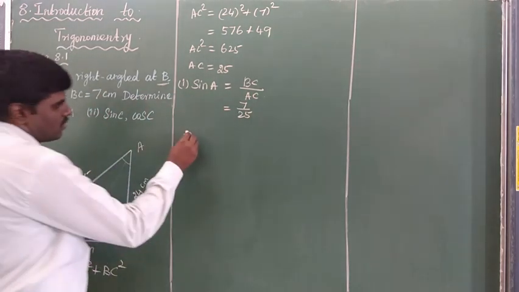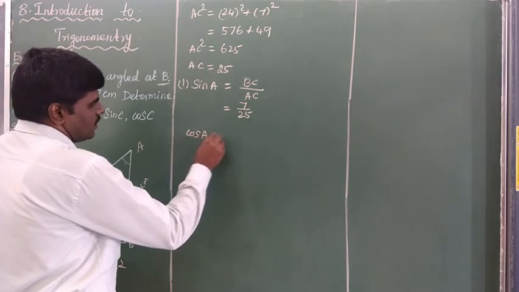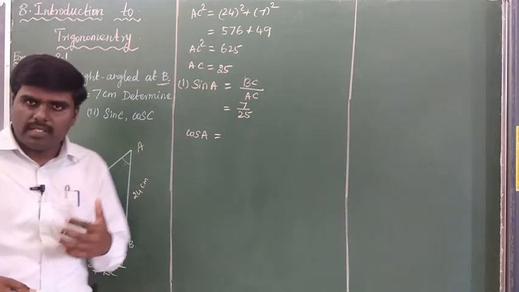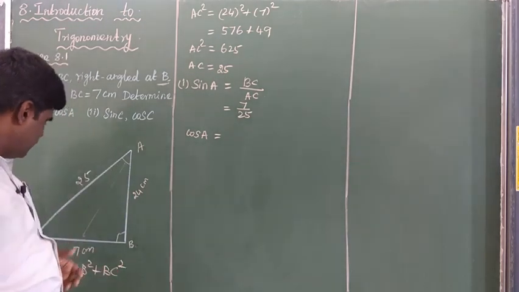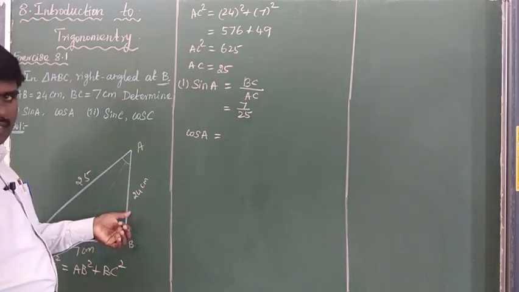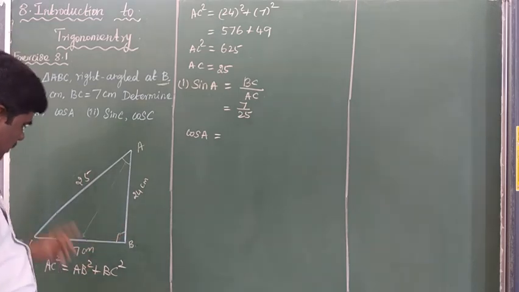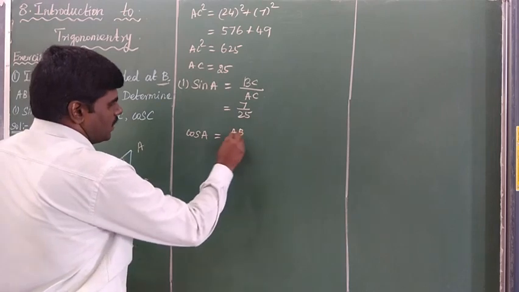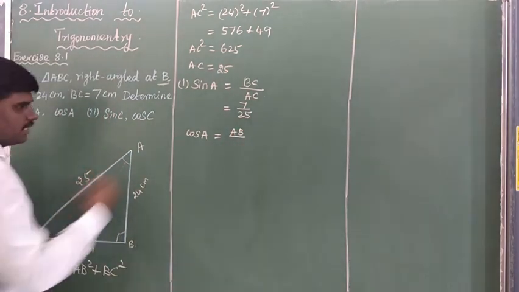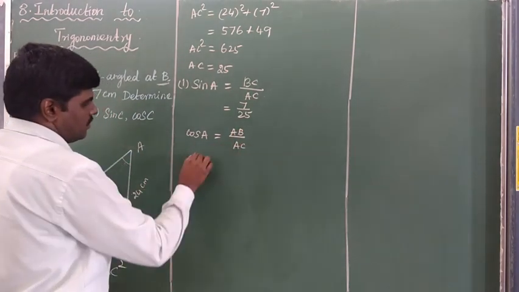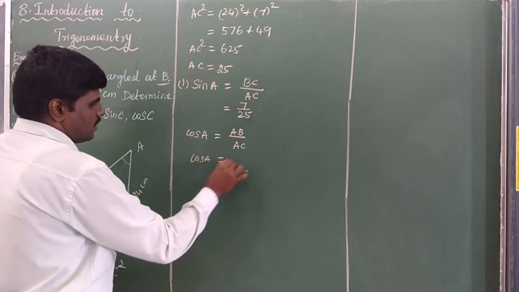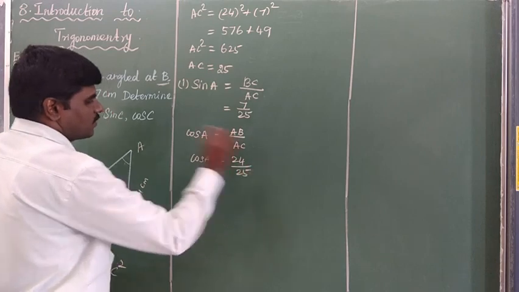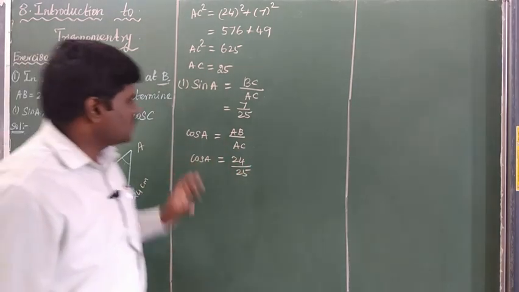Next, cos A. You find out cos A. What is the other formula? Adjacent side by hypotenuse. Where is the adjacent side? Adjacent side means AB, by the hypotenuse AC. So cos A is equal to adjacent side AB, 24, by 25. Is that clear? This is the first two.